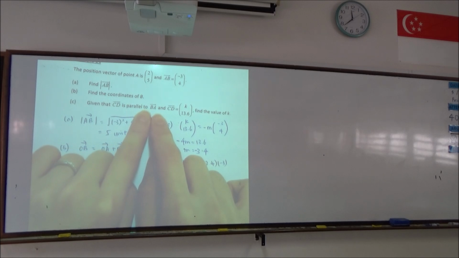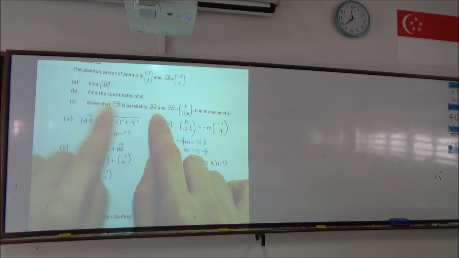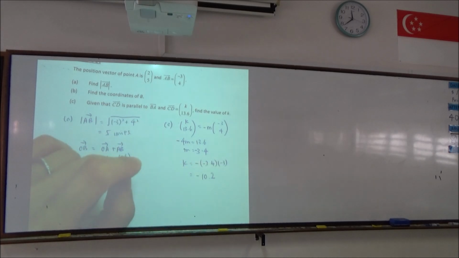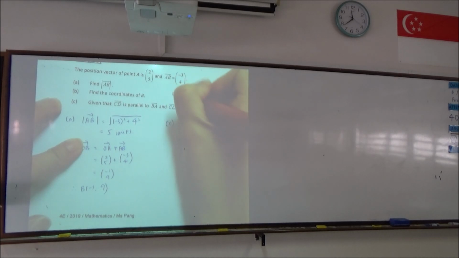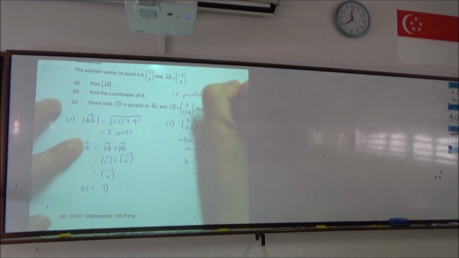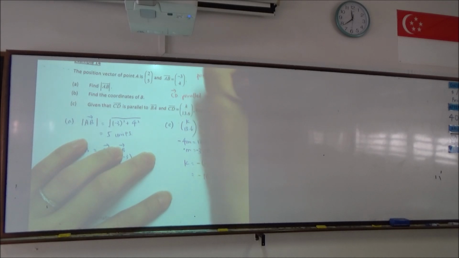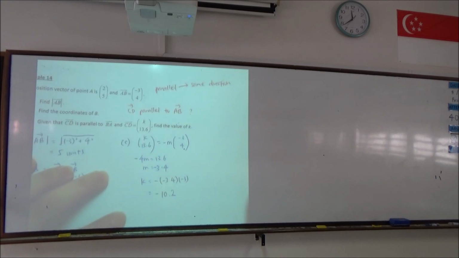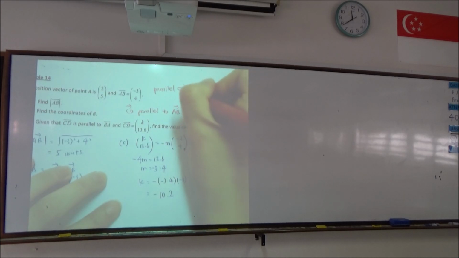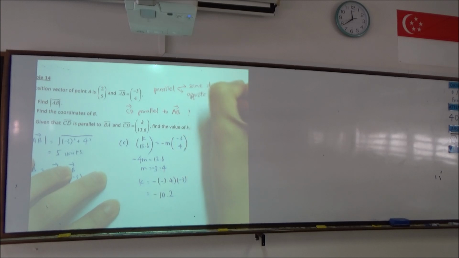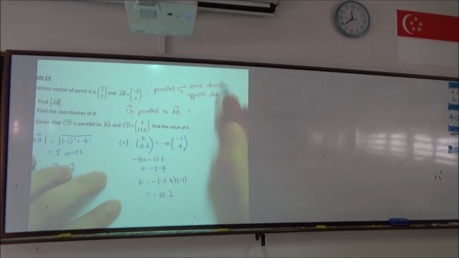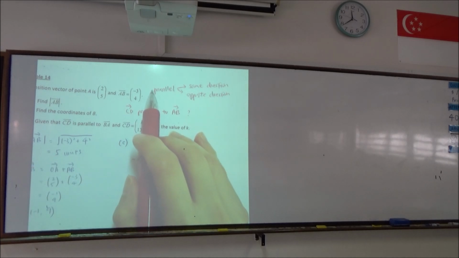CD is parallel to BA. I can also say that CD is parallel to AB. Am I right to say that? Is CD parallel to AB? Yes. Why can we say that? Because in vectors, the idea of parallel means it can be the same direction or the opposite direction. Either way, we can still say that the vectors are parallel.